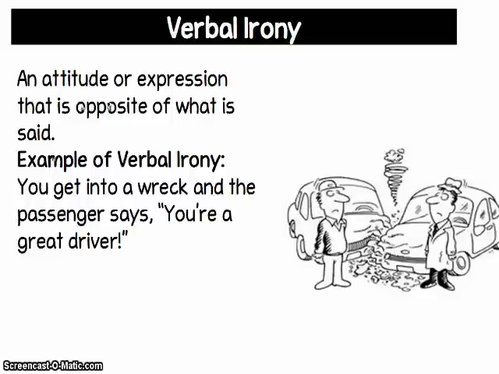Now, when we talk about irony, we can actually break it down further. There are 3 specific types of irony. First one we're going to talk about is verbal irony. And verbal irony is an attitude or expression that's the opposite of what is said. So in other words, something is an example of verbal irony when the person is saying one thing, but in their head they mean something else, they're thinking something else.